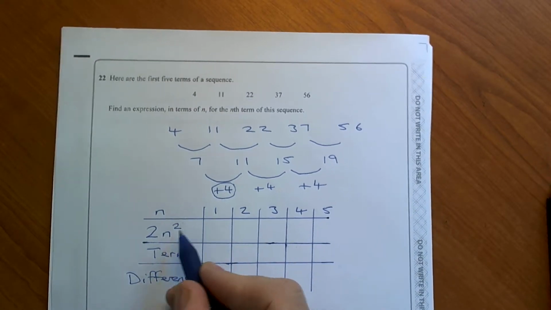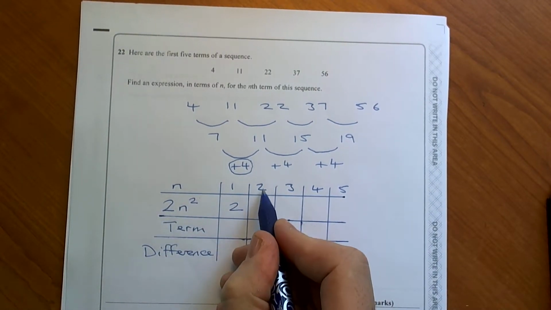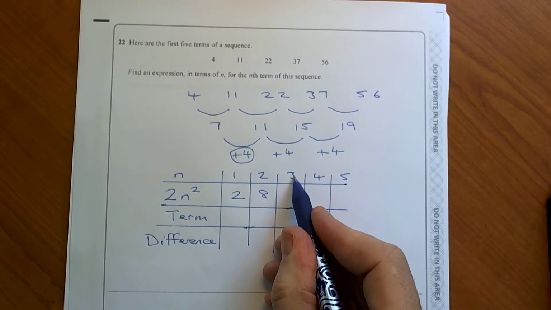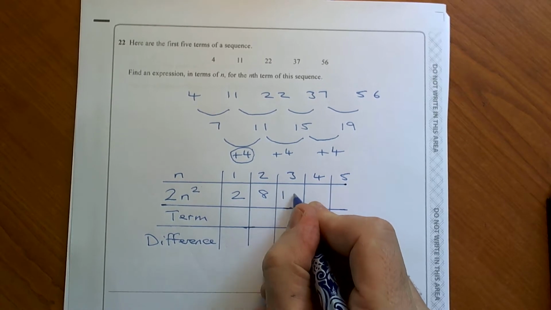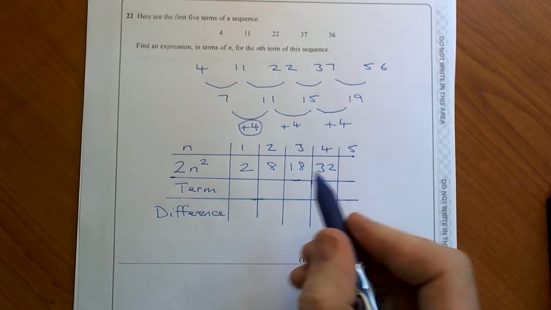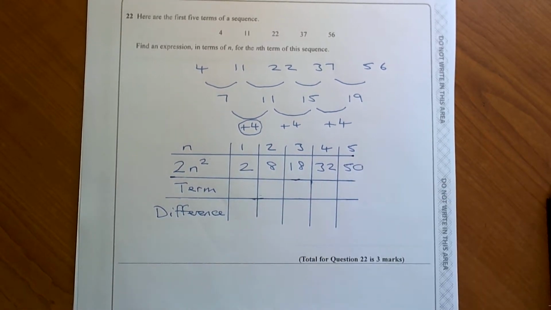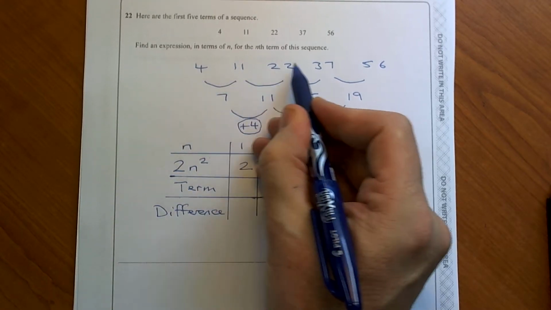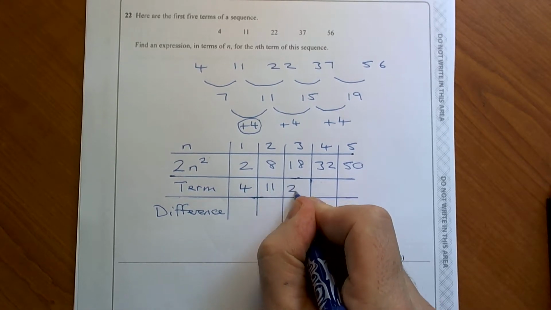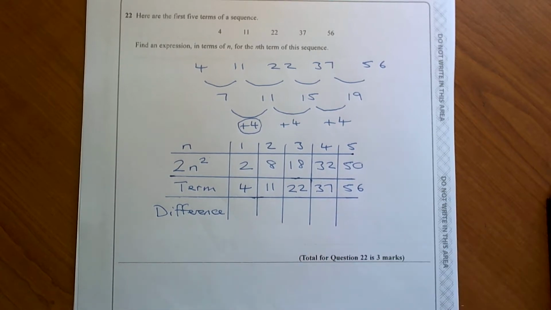So if n was 1, what's 2n squared? Well, 1 squared is 1, 1 times 2 is 2. If n is 2, 2 squared is 4, 4 times 2 is 8. If n is 3, 3 squared is 9, 9 twos are 18. 4 squared is 16 times 2 is 32. 5 squared, 25, times 2 is 50. Now, the term is the terms from the sequence which we write down. So we've got 4, 11, 22, 37, and 56.